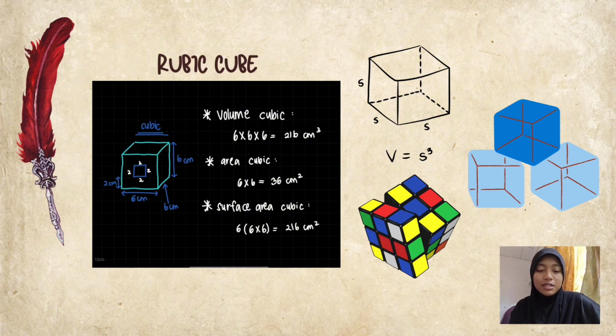And the last one, surface area. We can calculate the surface area by imagining the cube is unfolded. So, we can see the Rubik's Cube has 6 faces. So, the easier formula is faces multiply area. So, 6 multiply 36 equals 216 square centimeters.